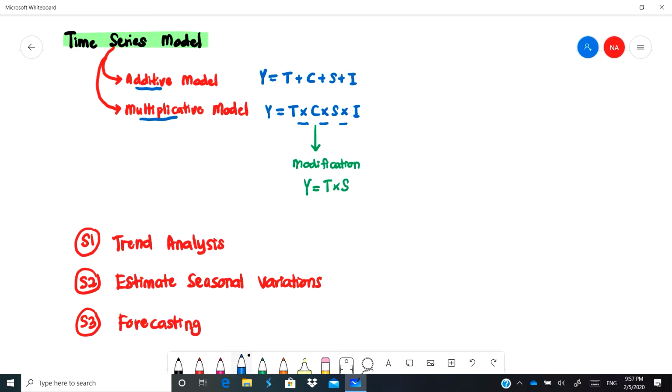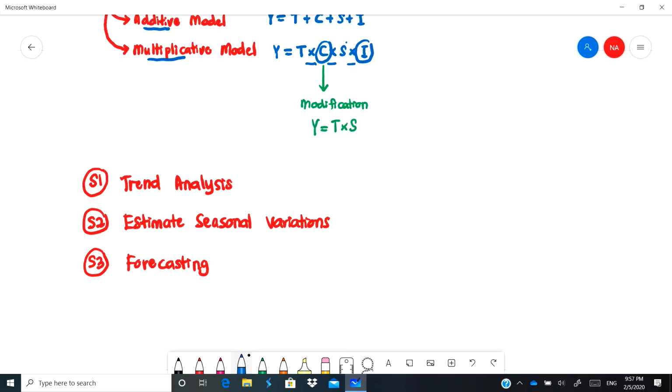So we modify it, because the cyclical and irregular components cannot be isolated, as their occurrence is unpredictable. These two, cyclical and irregular, are unpredictable. That's why we modify it to have y equal to t multiplied by s. So in the time series model, we have 3 steps.